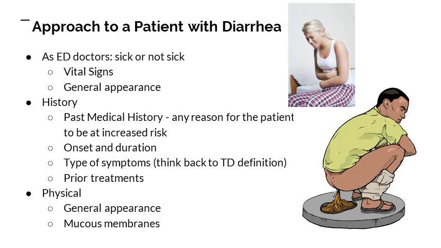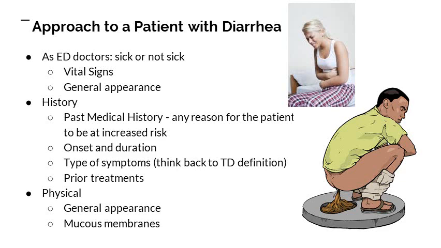Secondly, you want to get a good history. As with any patient, you want to know their past medical history. You also want to think about, is there any reason for the patient to be at increased risk? We'll talk a little bit more about who those patients are in just a moment. We want to know when the symptoms started and how long they've been going on. We'll talk about treatment a little bit later, but this will actually change your management depending on how long these symptoms have lasted.